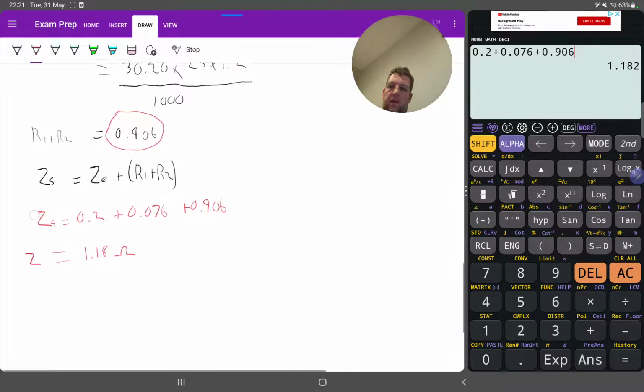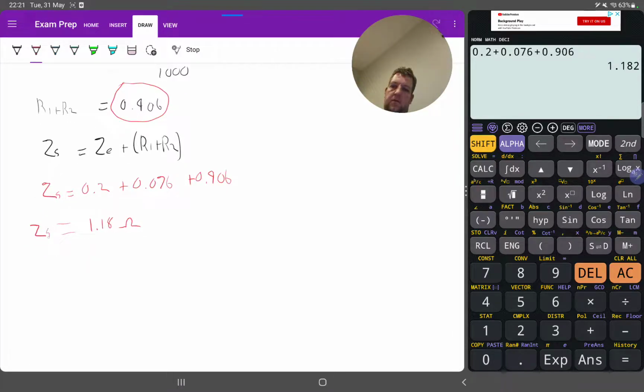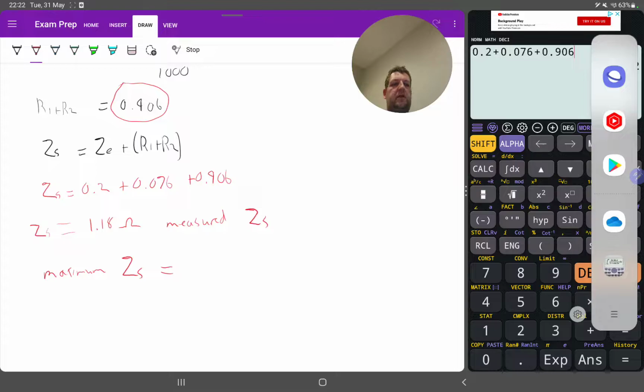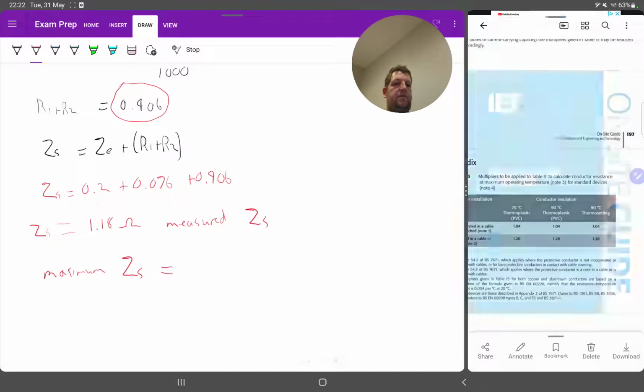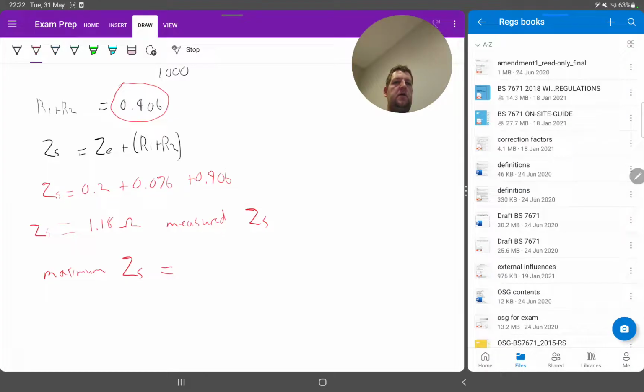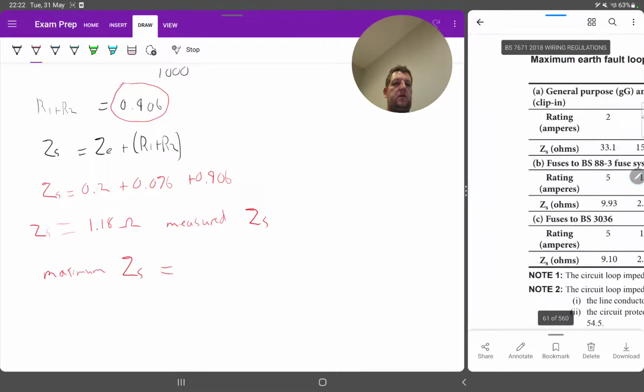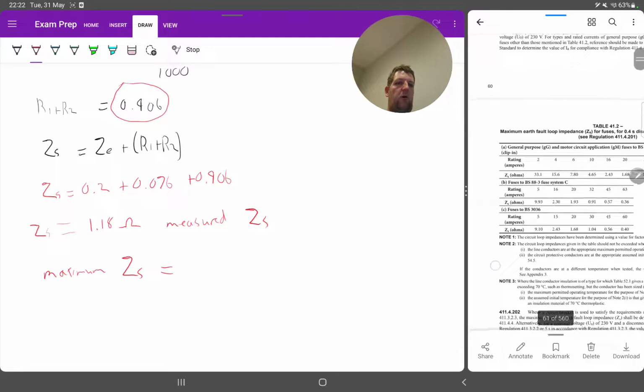Okay, so now what we need to look at is what's the maximum. So that's my measured ZS. So my maximum ZS. Where are we going to find this from? So where are we going to look for this? We're going to look into the regulations. So BS 7671, the wiring regs. So we'll jump out the on-site guide. We'll jump in the wiring regulations. So looking about page 61 on this one. So page 61, I'll move this a bit bigger.